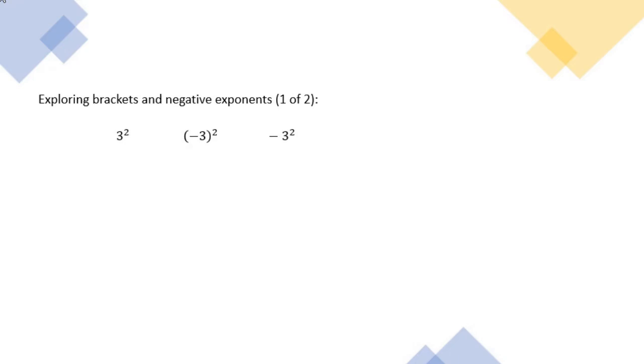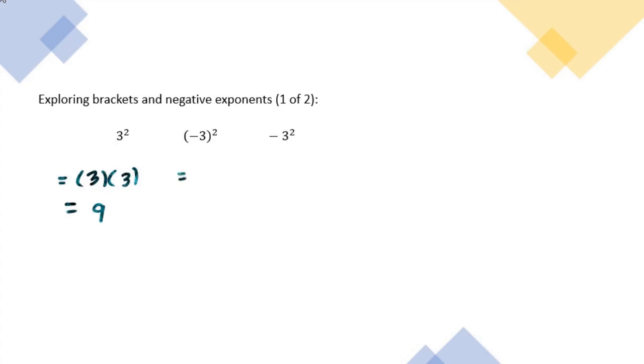Let's have a look at these three very similar questions. Two of them have the same answer, and the third is a little bit different. So this first one, 3 to the power of 2, well, that one's as straightforward as it looks. It means take 3 and multiply it by itself twice. Positive 3 times positive 3 is positive 9.